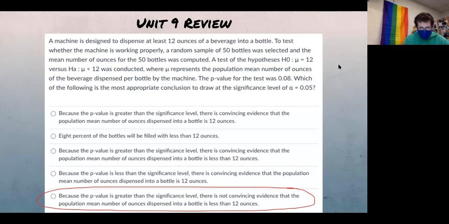And we are seeing that the p-value is higher than our significance level. And we know that we only reject the null hypothesis if our p-value is below the significance level. So because the p-value is greater, there's not convincing evidence that the population mean number of ounces dispensed into a bottle is less than 12 ounces. So you're looking for this not convincing evidence sort of statement.